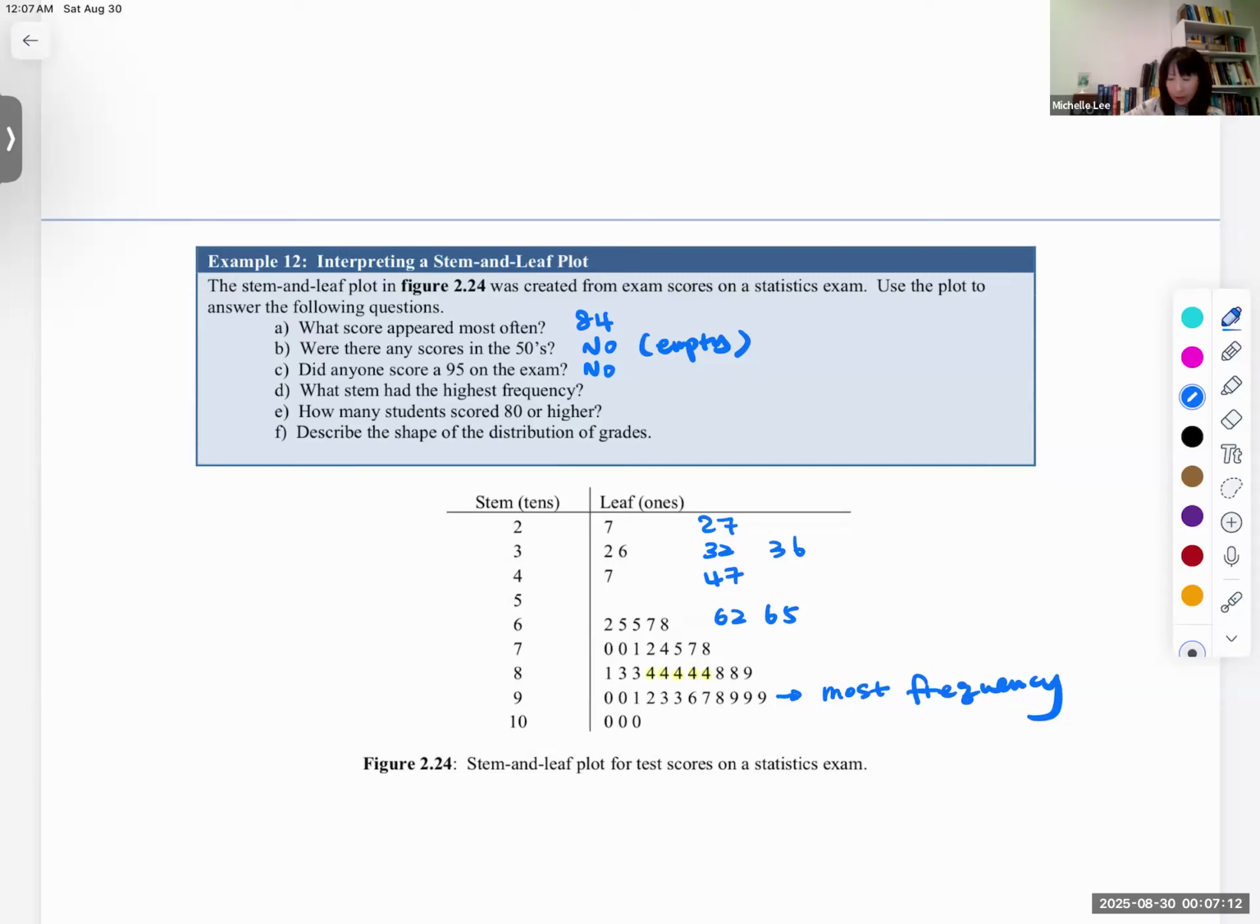So we call this stem and leaf line the modal class, because it has the most frequency, right? Modal class. There is a definition: most frequency, modal class. Okay. Because there is 90, 90, 91, 92, 93, 93, 96, 97, 98, 99, 99, 99, right? So there are 12 scores.